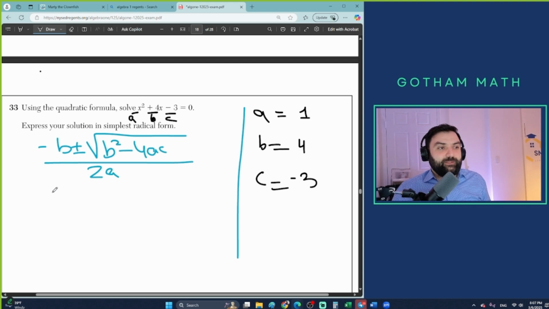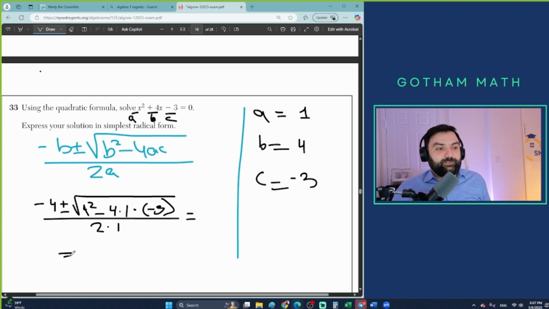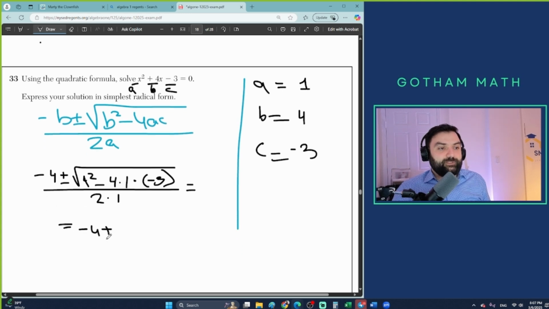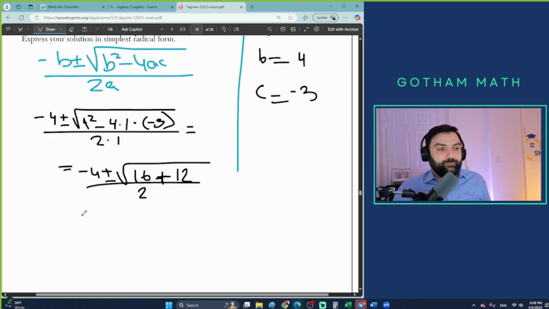So let's go. Negative b, which will give us negative 4, plus minus square root of 4 squared minus 4 times 1 times negative 3, and it's all over 2 times 1. Let's just do the calculations. Negative 4 plus minus square root of 4 squared, which is 16, minus 4 times 1 times negative 3, which is plus 12, over 2. Now negative 4 plus minus square root of 28 over 2.